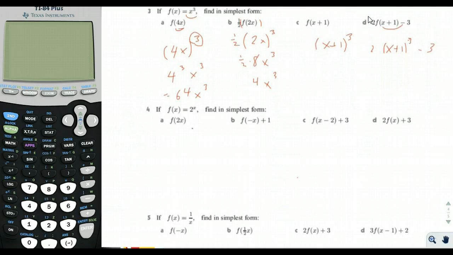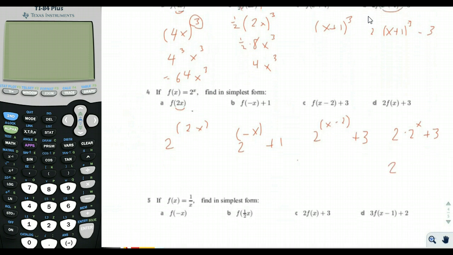4. If f of x equals 2 to the x, find in the simplest form. And here again, all you're doing is taking what's inside the parentheses and substituting it in for the x of the function. So it would be 2 to the 2x. This would be 2 to the negative x plus 1. This would be 2 to the x minus 2 plus 3. This would be 2 times 2 to the x plus 3. You could also rewrite this one as 2 to the x plus 1 plus 3.